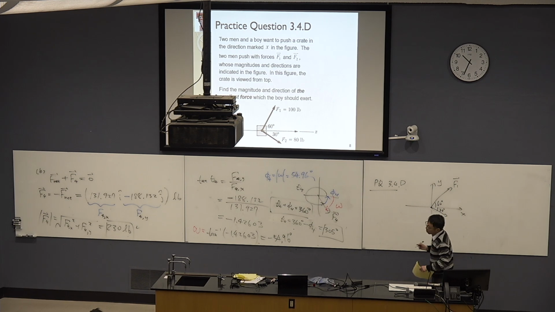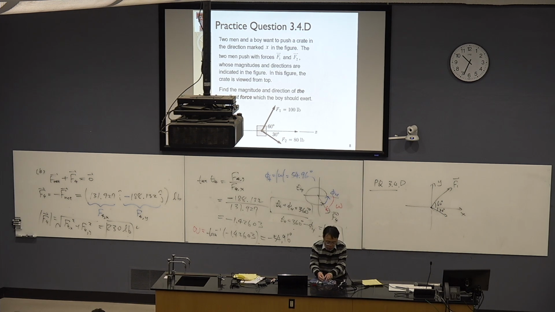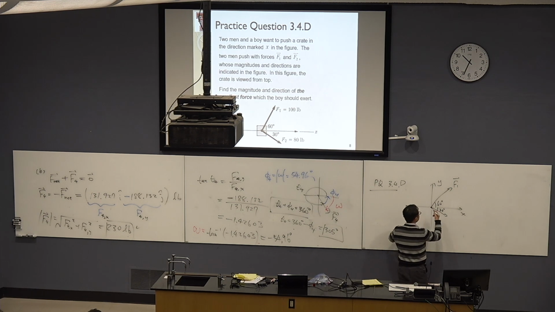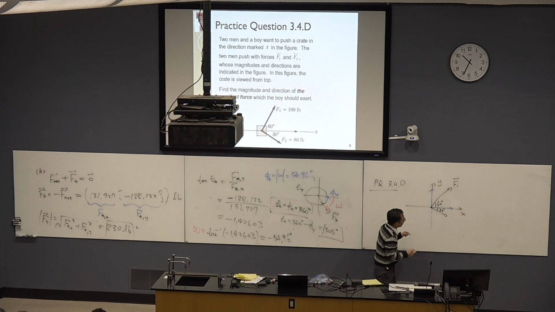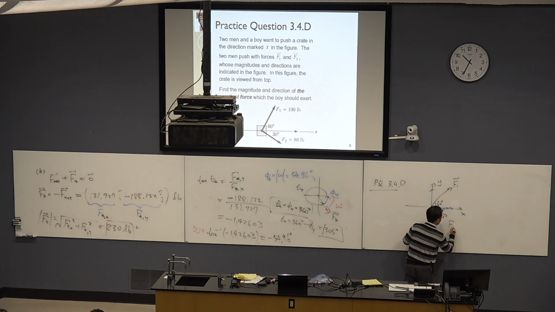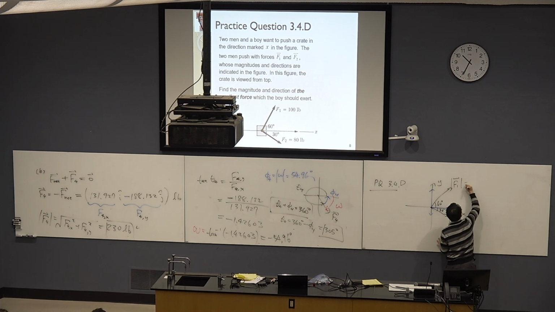So you decompose your F1 into two components, here and here. And the second part is you decompose your F2 also into two components, here and here. So this is F1, this is F2. And we know the magnitude of F1 is 100 pounds. The magnitude of F2 is 80 pounds.